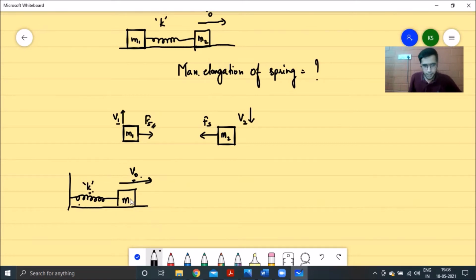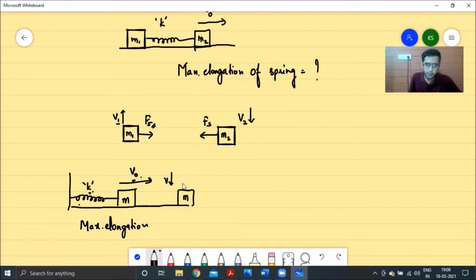And in this case, how would we solve this question if we had to find out the maximum elongation? Once again, we say that as this block is moving, the spring force will act towards left. So the velocity of this block keeps on decreasing, and at a certain instant, it will stop moving. So the block keeps on moving towards right until its velocity becomes 0, and then it stops, and then the spring will pull it back again.